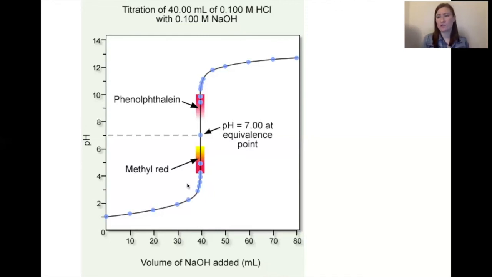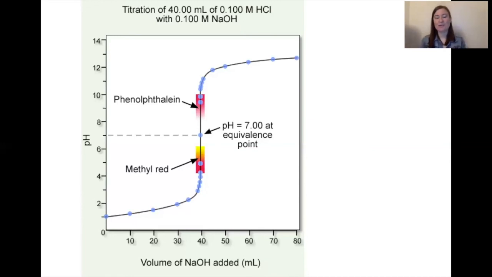The other indicator that's used frequently is methyl red, which changes from red to yellow at a pH of around 5-ish. Again, that's fine, right? That's a pretty decent indicator to be used in a strong acid, strong base titration, because it's changing color about 1 drop away from the equivalence point.